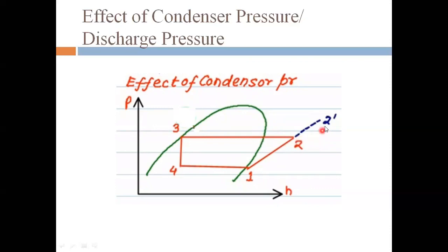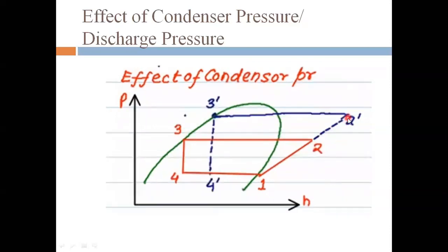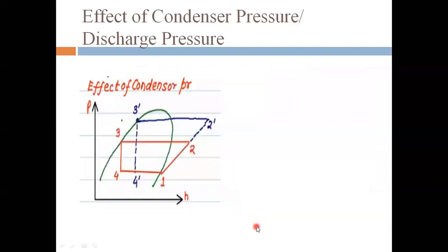That is, point 2 is shifted to 2 dash. So a high pressure condenser is used. In this case, the pH diagram has been changed. That is, 2 dash to 3 dash is the condensation because we are changing the pressure. Then the expansion will be carried out and there will be the evaporation of the refrigerant. That is the refrigerating effect. So now in this case, what is the refrigerating effect and what is the W compressor, that we need to understand.